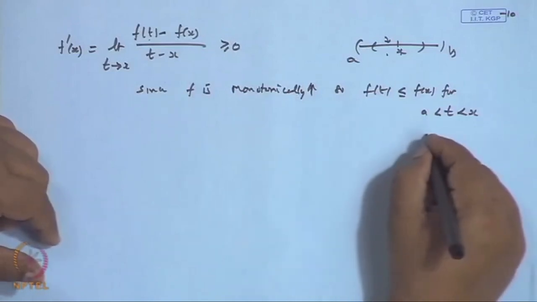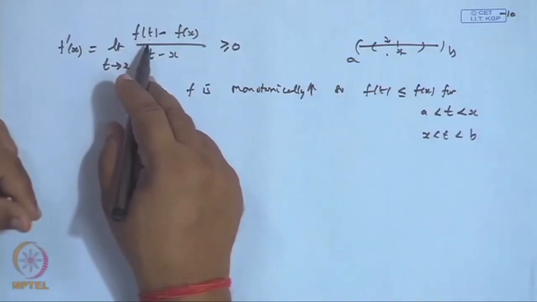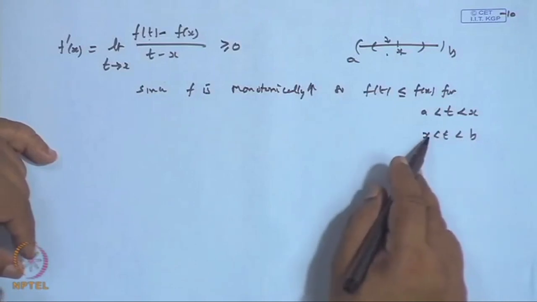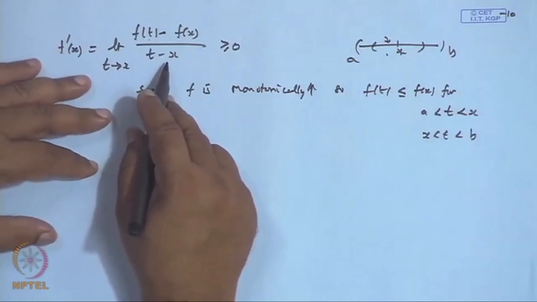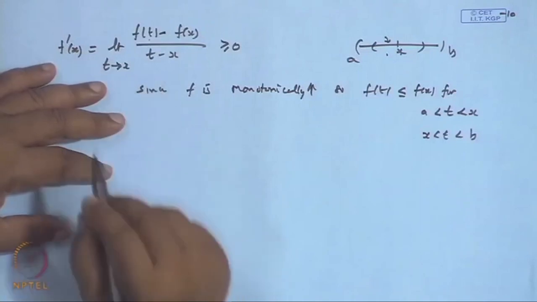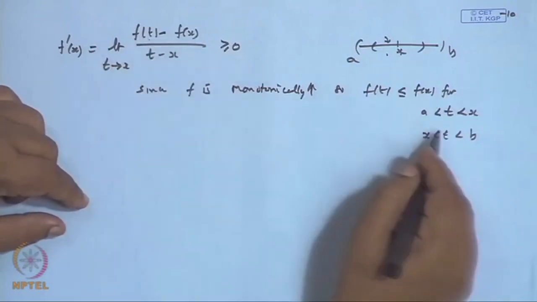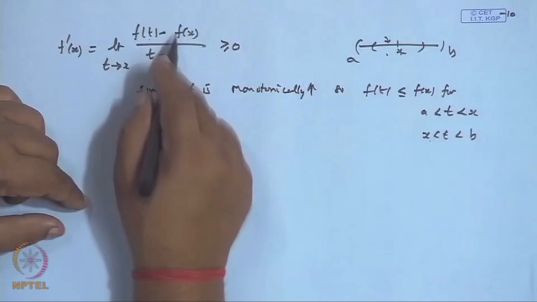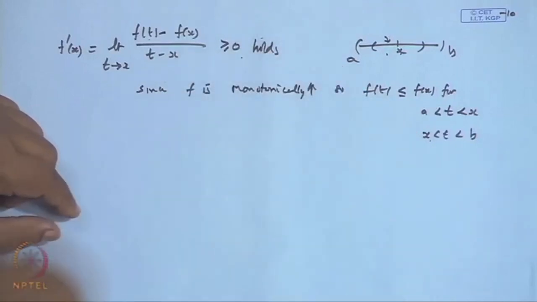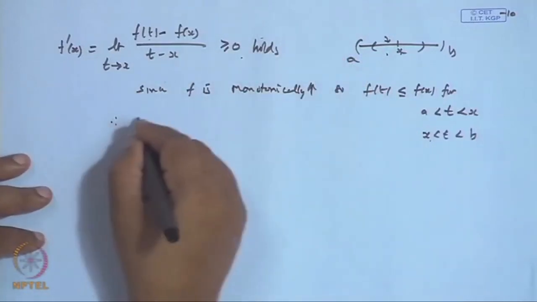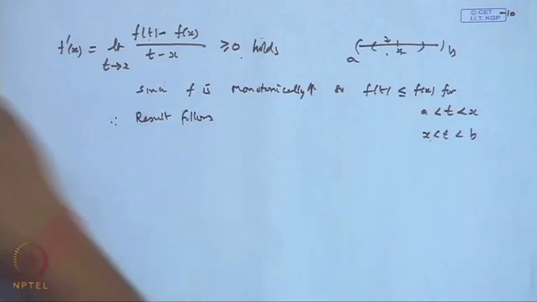If t lies on the other side of x, then what happens? Then t minus x will be greater than 0, because x will be here, is it not? So we can write f of x is less than f of t. So this is positive, this is positive, and this holds. Therefore, the result follows. Similarly, for the second case, we can go, so we are not going to do that.